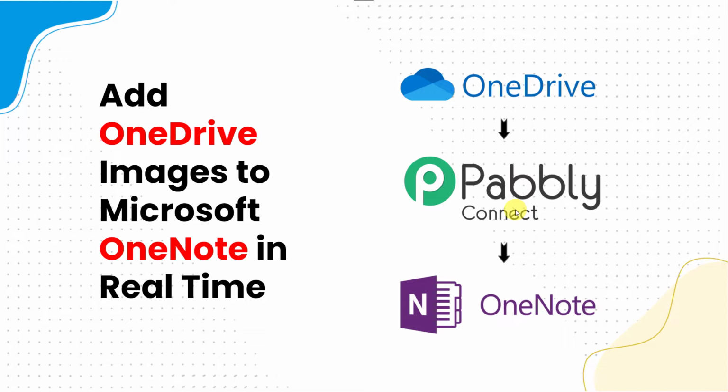So first we have to create an integration between OneDrive and Pabbly Connect. Then Pabbly Connect is going to capture the details of the images that we have uploaded into the OneDrive account, and using those details automatically the same image is getting uploaded on the OneNote account. And in this way we are going to learn how we can create an integration between OneDrive and OneNote using Pabbly Connect. So let us learn the integration process now.